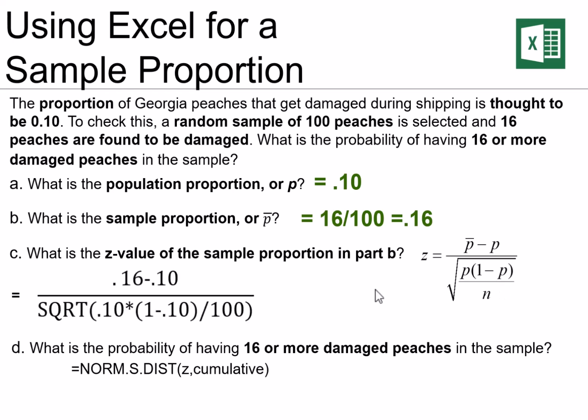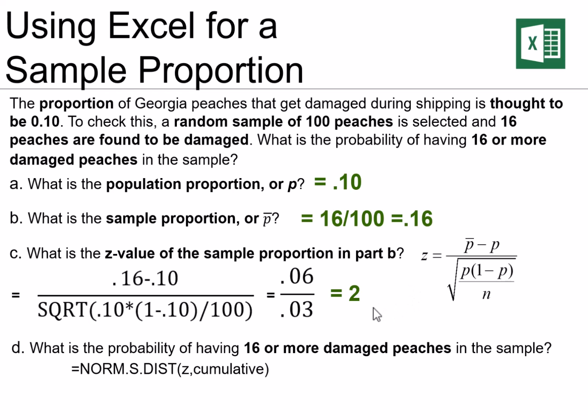Now this formula is how you would do it in Excel. So in the numerator, we're going to do 0.16 for P bar, or the sample proportion, minus the population proportion of 0.10, and then divided by the square root of P, the population proportion, 0.10, times 1 minus 0.10, and then divided by the 100 sample size, and we get 0.06 in the numerator, 0.03 in the denominator, and then that's going to equal 2. So we have a z value of 2.